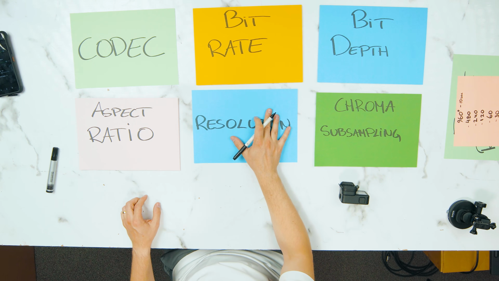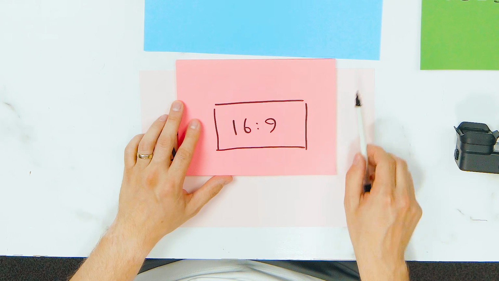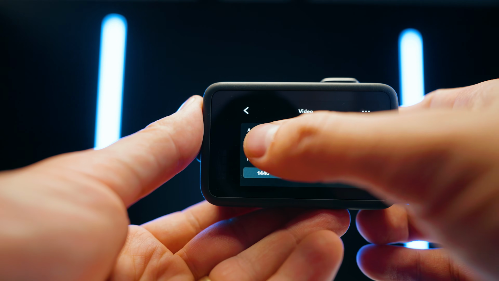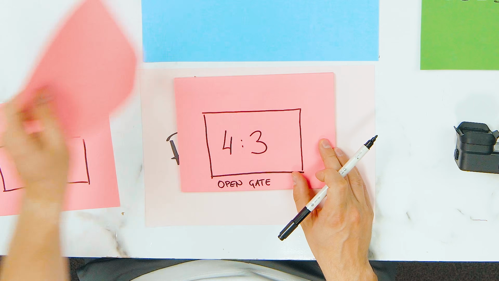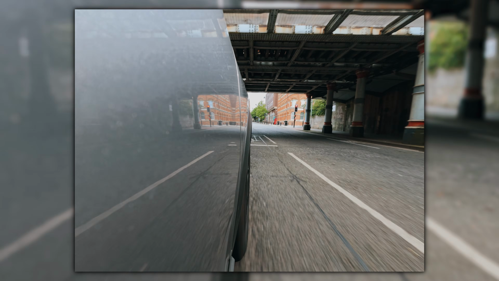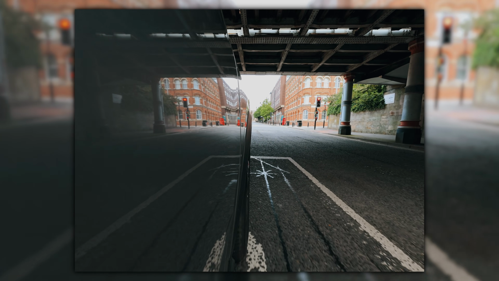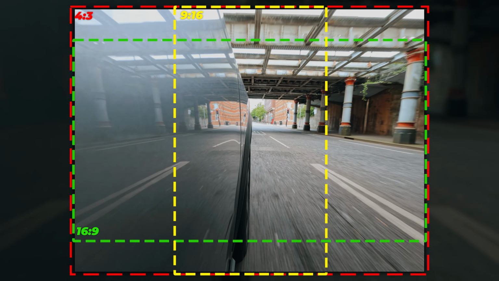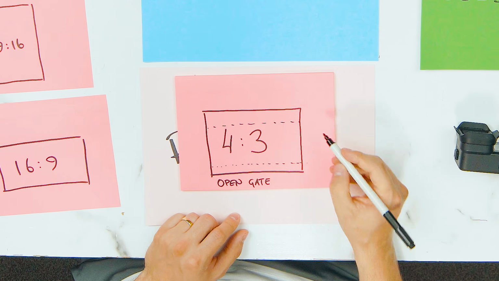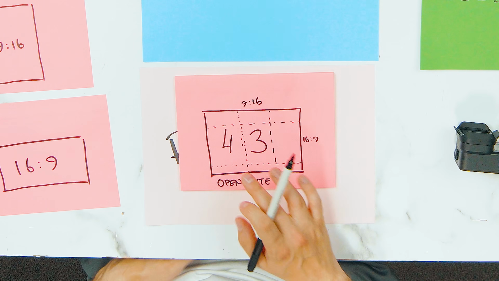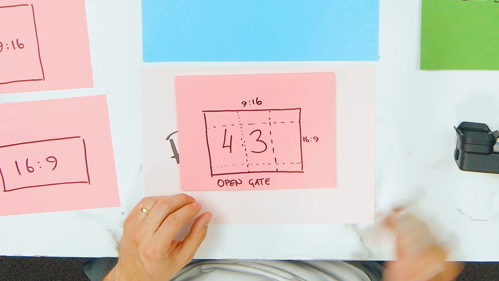Before we talk about resolution, we need to talk about aspect ratio. 16:9, that you are very familiar with. 9:16, which is basically that, but the other way. And then we have 4:3, which is also called open gate. The amazing thing about this is if you're looking to reframe your shot in post-production, then this open gate allows you to have both of these in one, because 16:9 would be something like that, and then 9:16 would be something like this. It's a bit wonky. So shooting 4:3 gives you the most flexibility to reframe in post-production.